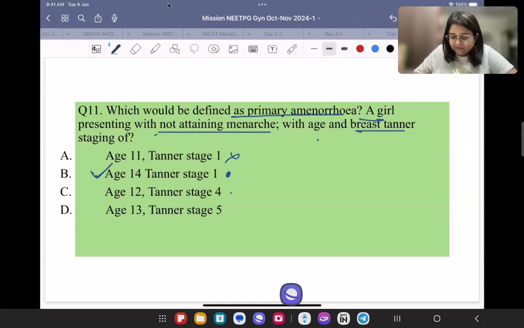Okay. Age 12, tanner stage 4. Are you worried? No, you're not worried because 13 years tak this should have developed. Age 13, tanner stage 5. Are you worried or not worried? You can wait till 15 years. So you're not worried again. You're only worried in this no secondary sexual characters. By age 13, you will start evaluation.